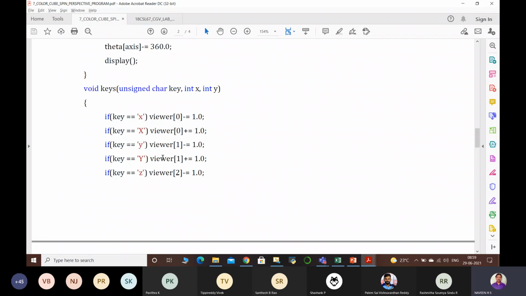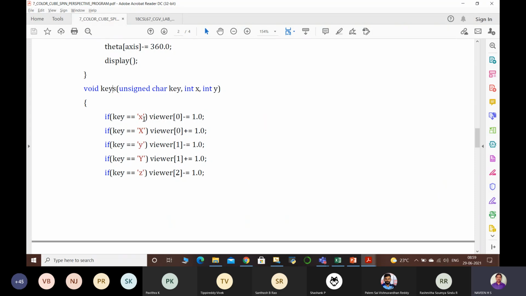Suppose small letter x means zoom in, zoom out. You remember minus means it keeps on going. Suppose you press a small letter x when you are visualizing the cube on the screen, it will go inside. The volume is going to shrink and your object goes inside, like zoom in. Next, if you press capital letter X, it will come back to its original position.